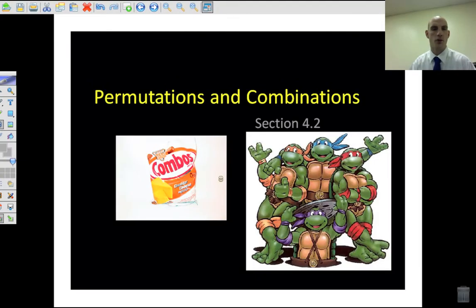Okay, the next lesson is on permutations and combinations. We're going to talk about the first part of section 4.2. This is actually going to be divided into 3 separate sections, but we're going to talk about the first section today on permutations. Okay, so let's go.